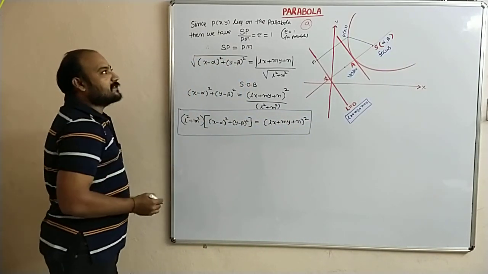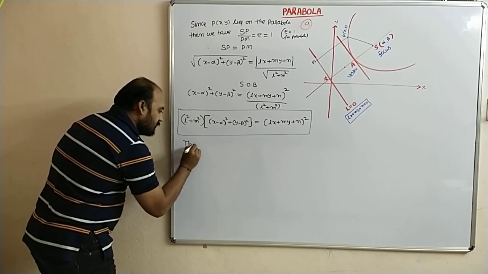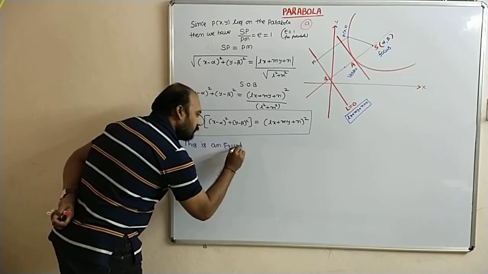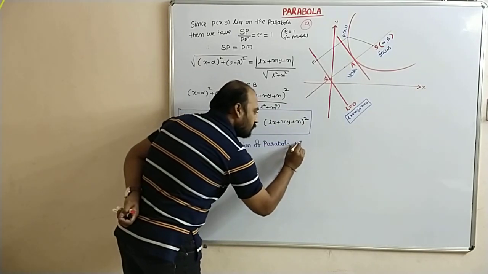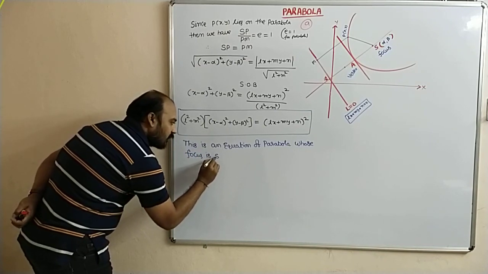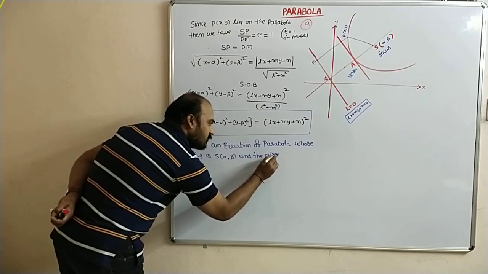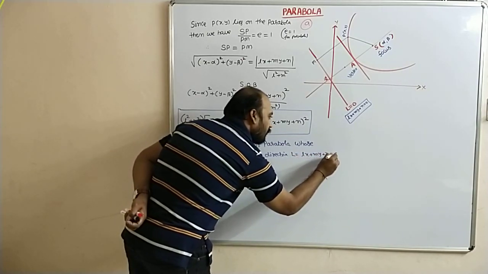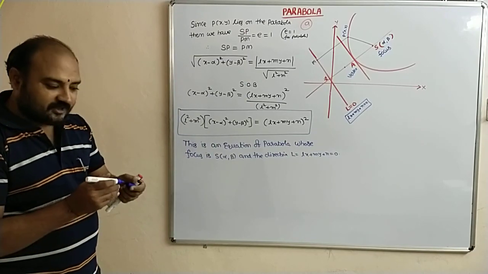which is the equation of the parabola whose focus is at alpha comma beta with the directrix Lx plus My plus n equal to 0. This equation you can use as a shortcut formula also.